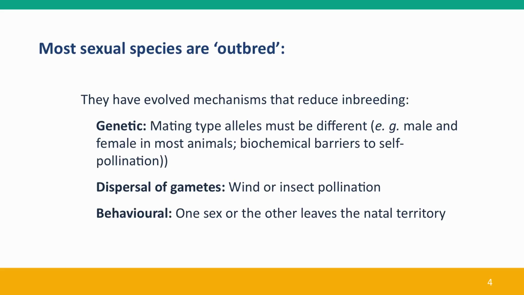In animals, the mating types themselves serve as a barrier to close inbreeding. You have to be males and females. And there are behavioral mechanisms. For instance, in many territorial species, one sex or the other of the offspring leaves the natal territory where they were born, and this dispersal promotes outbreeding.